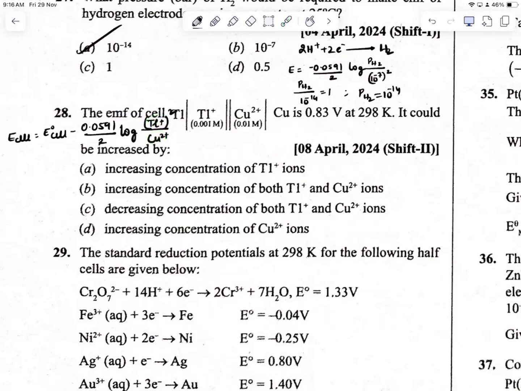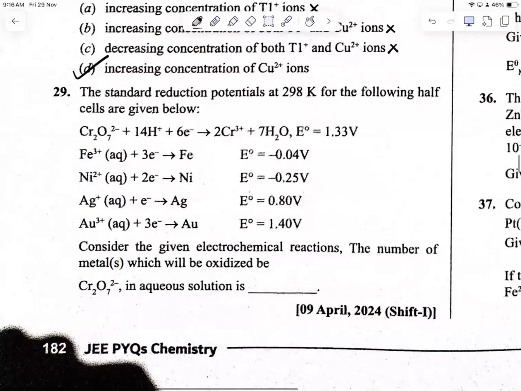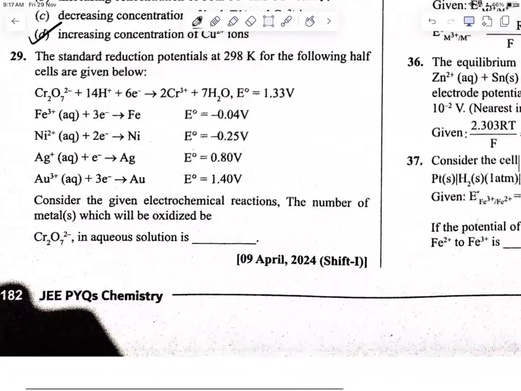Now if at all I have to increase this value, I need to make sure this term is decreased. For decreasing it, I have to increase the copper 2 plus concentration and decrease Tl plus concentration. So increasing Tl plus concentration doesn't work. Increasing both doesn't work. Decreasing both doesn't work. Increasing Cu2 plus concentration works. It is just to show which will give a better increase in E cell value. This is also from 24.